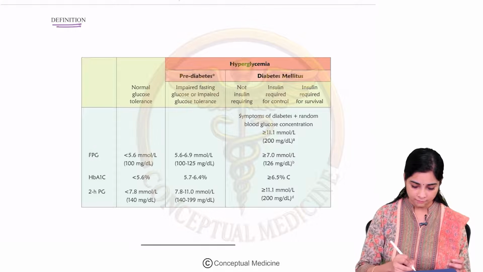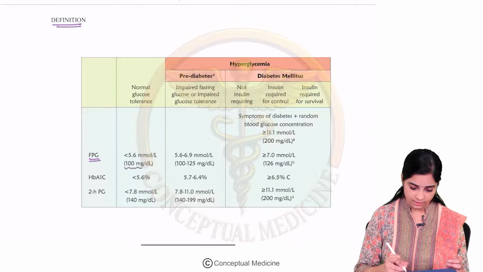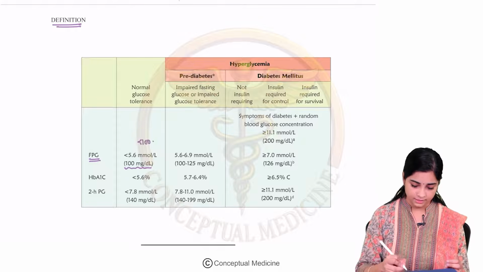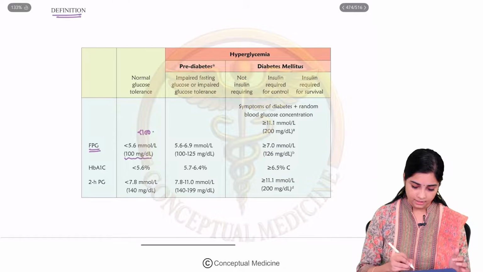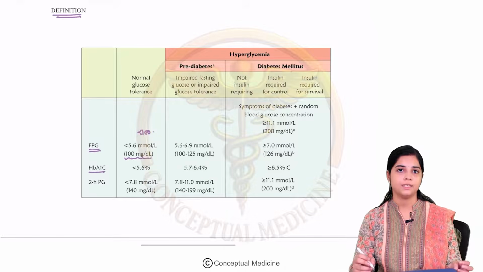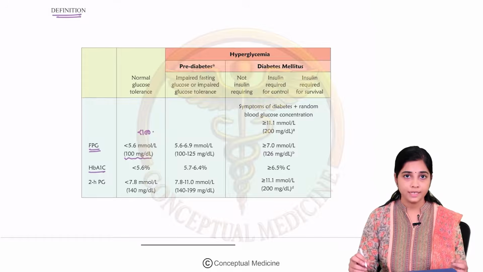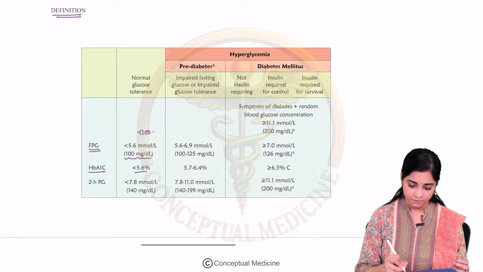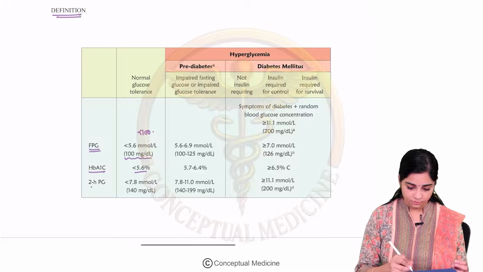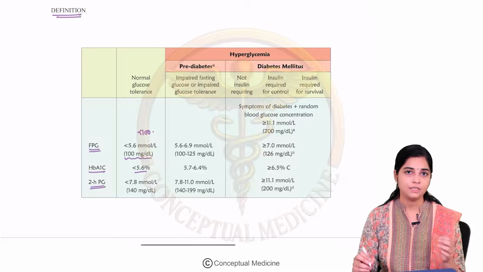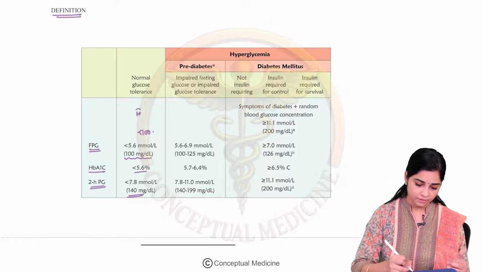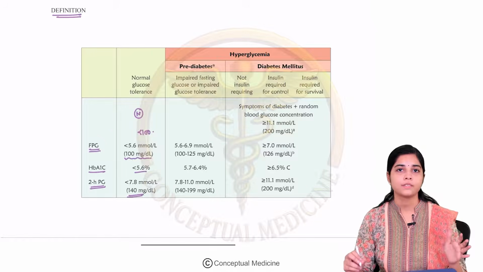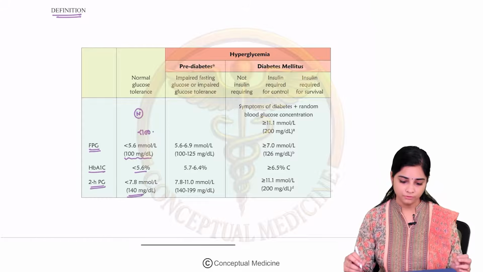So normally the fasting blood glucose is around, let's say, 100. If the fasting blood glucose is less than 100, we consider it to be normal. Then the HbA1c, your glycated hemoglobin value, is less than 5.6%, and 2-hour postprandial glucose, post-PG, is less than 140. So this is what we call normal. Fasting glucose less than 100, 2-hour postprandial less than 140.